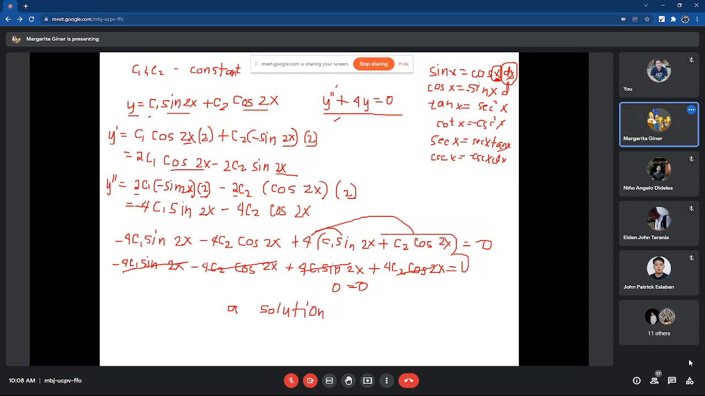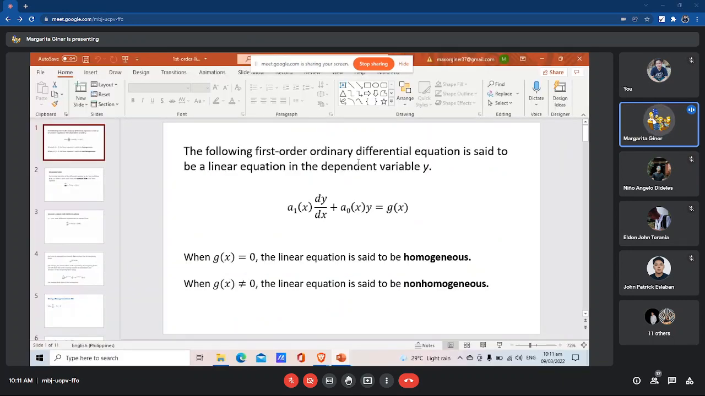Okay? You can copy this. A first order ordinary differential equation is said to be a linear equation in the dependent variable y. So this is your equation, meaning to say this is your standard form. When g of x is equal to 0, the linear equation is said to be homogeneous. When g of x is not equal to 0, the linear equation is said to be non-homogeneous.